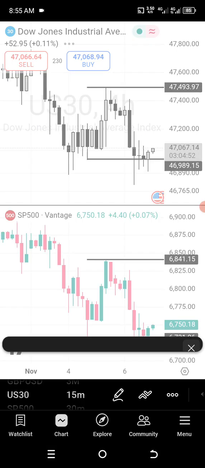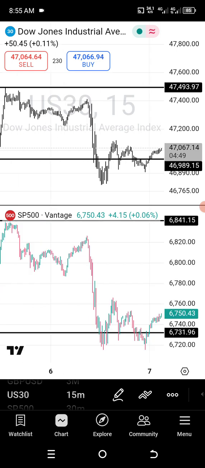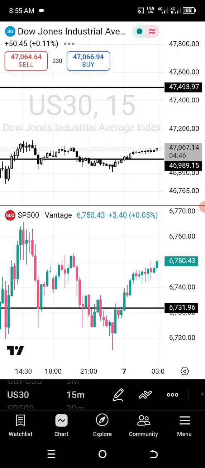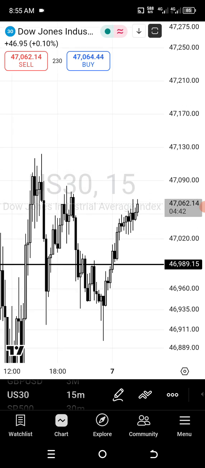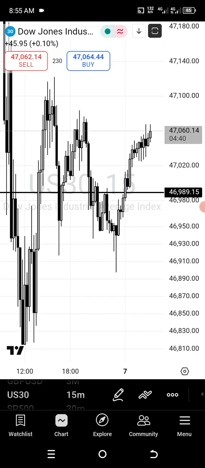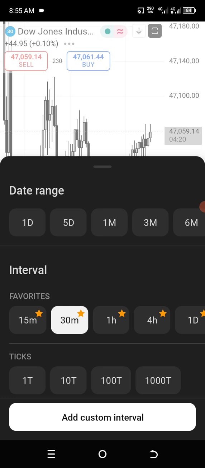Okay, this is the 15-minute time frame, and I can actually see that price is pushing to the upside. I already know that price is pushing to the upside, so I don't need to be using S&P 500 anymore. So when I'm using my 4 hour time frame for my buyers, I can use 30 or 15. It doesn't matter, I can use any of them. Let me go to 30 minutes.